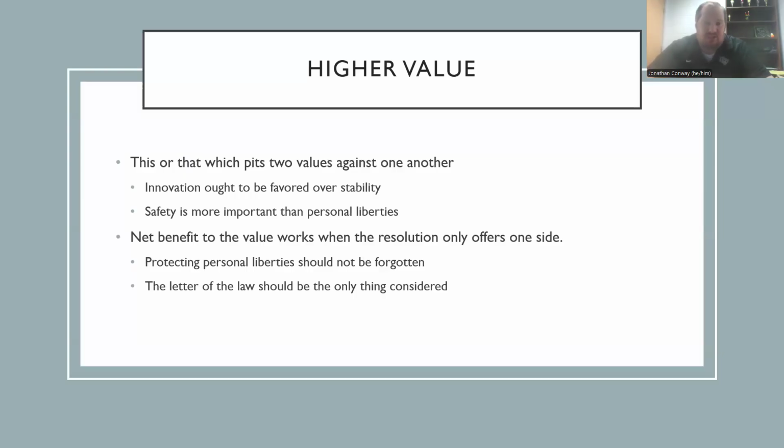So, net benefit to a value. You could use a similar one: the letter of the law should be the only thing considered. Like, no, I think it should be the spirit of the law, but we're going to use the value of justice because I think justice is better upheld using the letter of the law. Again, disclosure is necessary because justice is a lane within the broader scope of that resolution. So that's why you always ask for disclosure. But you would pick a value. I'm going to generate a list of values that you might think about that are common in debate.